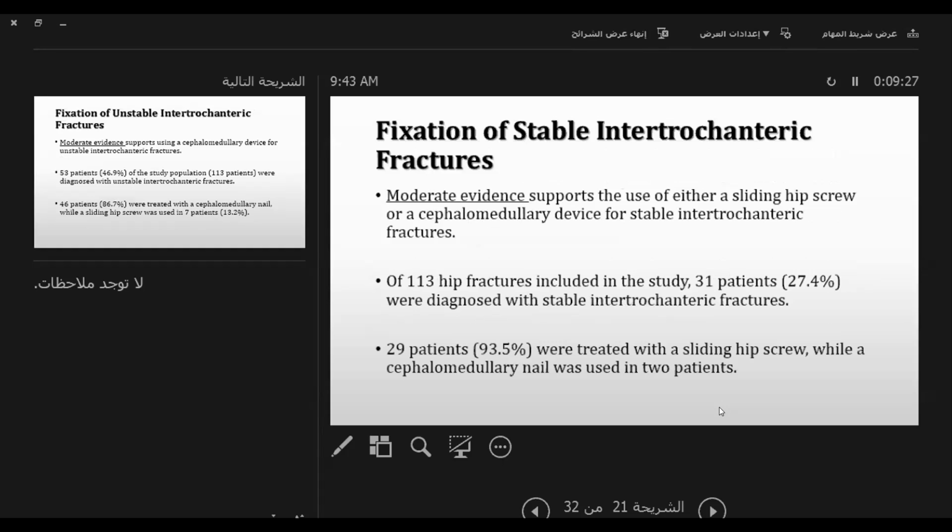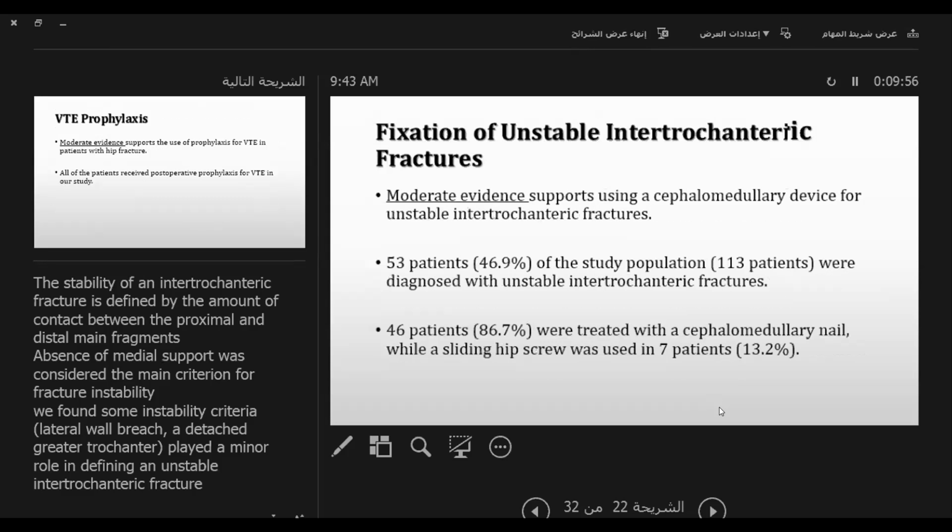Regarding fixation of stable intertrochanteric fracture, the AOS support use of either sliding hip screw or cephalomedullary device. Both are comparable for stable intertrochanteric fracture. From all patients, about 31 had a stable intertrochanteric fracture. 93% of them were treated with the least costly dynamic hip screw or sliding hip screw. Only 2 patients had intramedullary nails.